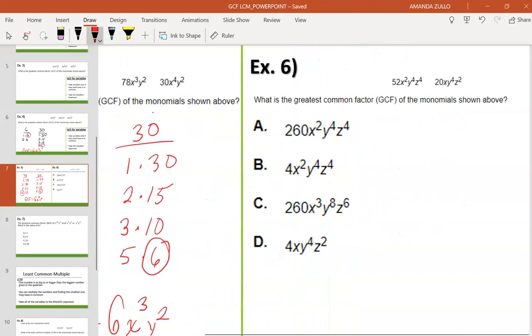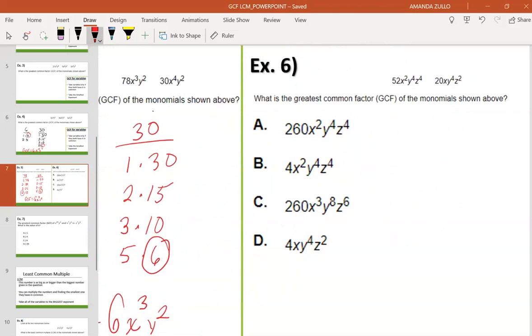Now let's look at example 6. You have 52 and 20, and if you remember from our last video, the greatest common factor is as small as or smaller than the smallest number. So the smallest number given here is 20. So for our answers, it should be 20 or less. So 260 is bigger than 20, so it's not going to be A. 4 is smaller than 20, so it could be B. 260 bigger than 20. And 4, okay. So it's either going to be B or D.